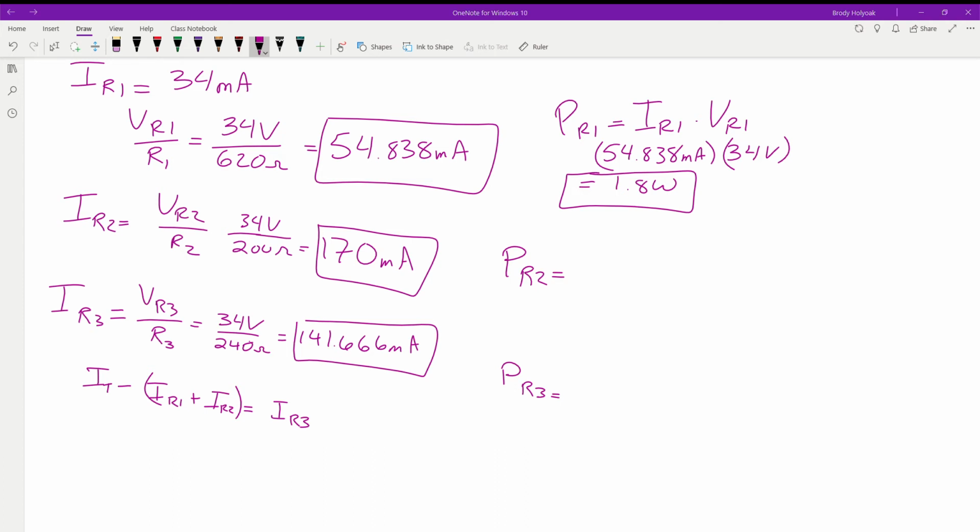Okay, so next one. Jessica, you want to solve for the power across resistor 2 or the power across resistor 3? Okay.